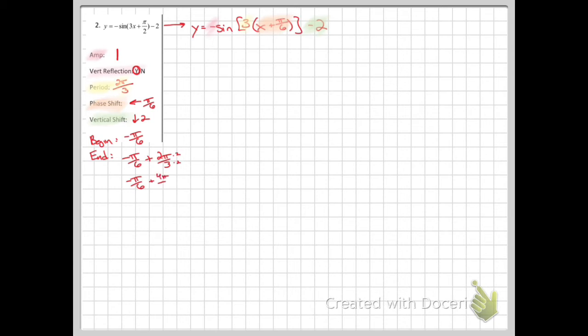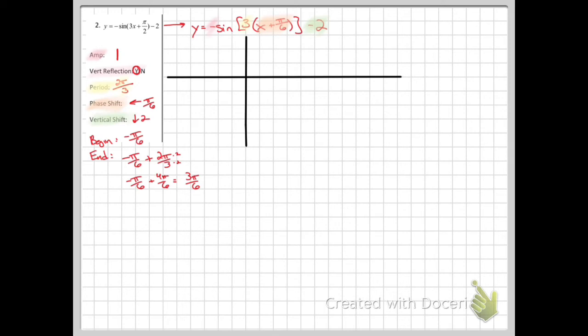Plus 4 pi over 6 is going to be 3 pi over 6, which I understand reduces to pi over 2, but you don't want to reduce it. That is not going to help you in the end. So we're going to start at negative pi over 6, so we need a little bit of space on the negatives. And the whole thing is shifted down too, so probably put your x-axis up a little bit.